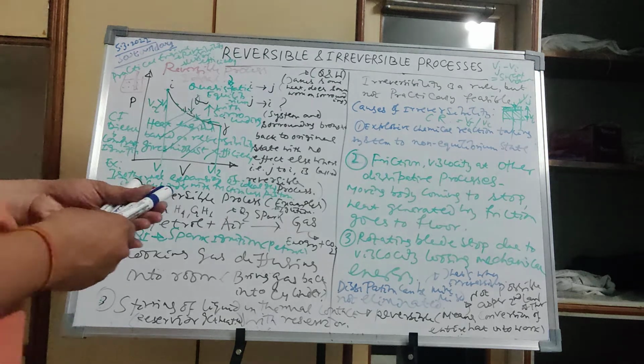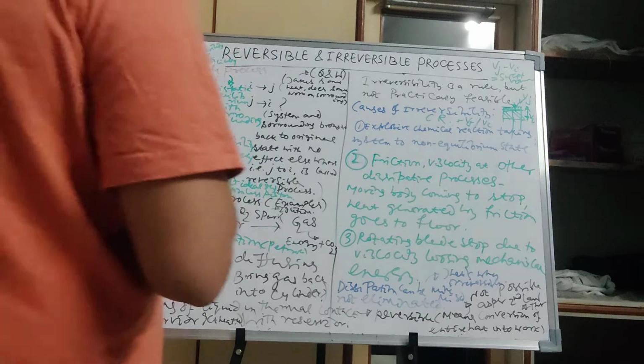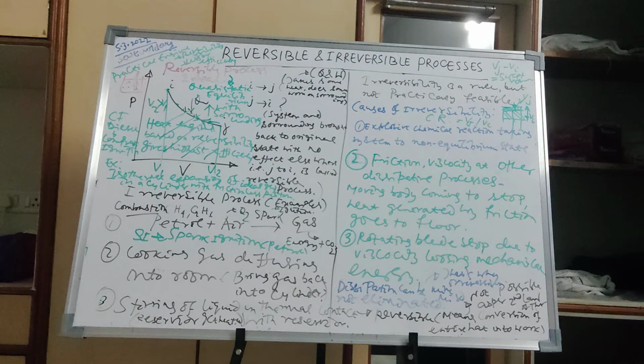The reasons are, first, an explosive chemical reaction taking the system into a non-equilibrium state. When combustion is happening, all of a sudden you put in a spark. Within seconds it will get expanded, a lot of heat will get generated, and expansion takes place.